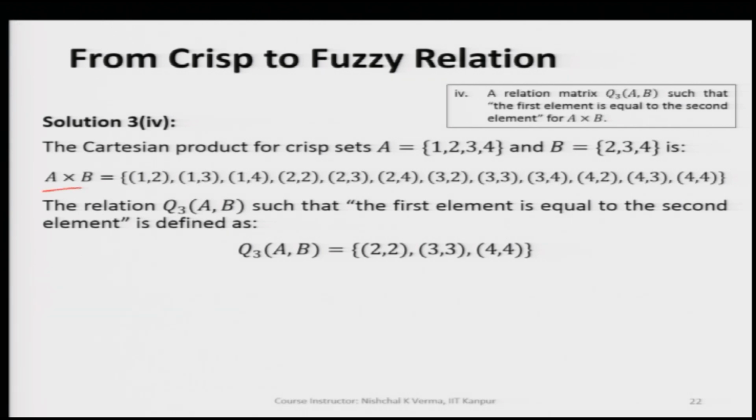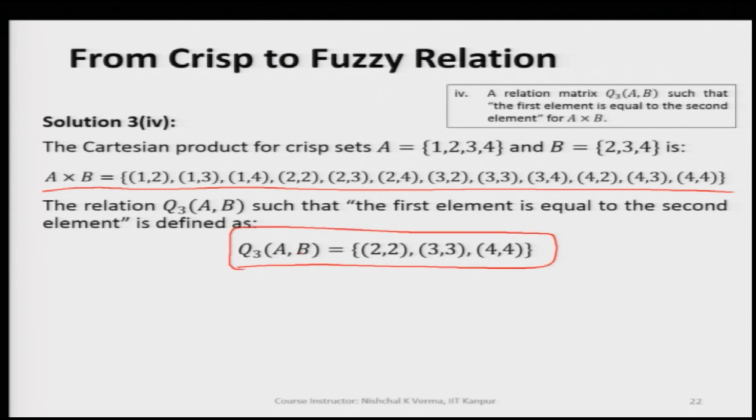Since we already have the Cartesian product of set A and set B, we apply the given condition, which is that the first element is equal to the second element. If we apply this, we get the pairs 2 2, 3 3 and 4 4 as the elements of Q3(A, B), which satisfy the condition that the first element of these pairs is equal to the second element. So, Q3(A, B) has only 3 elements: 2 2, 3 3 and 4 4. This 2 2 is coming from here, 3 3 is coming from here and 4 4 is coming from here.